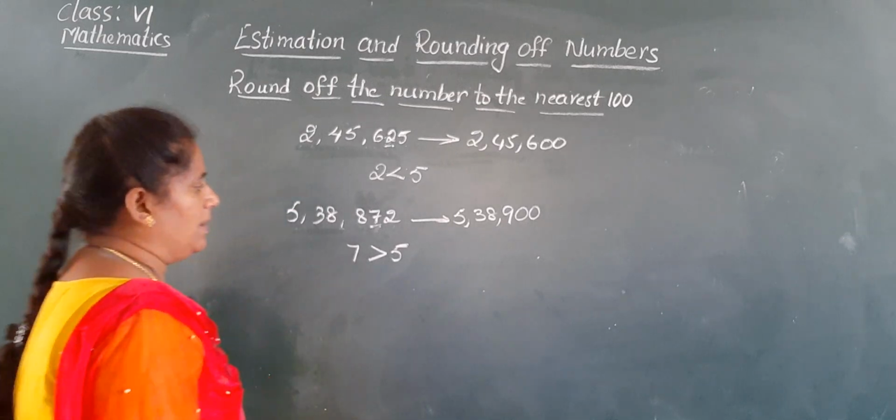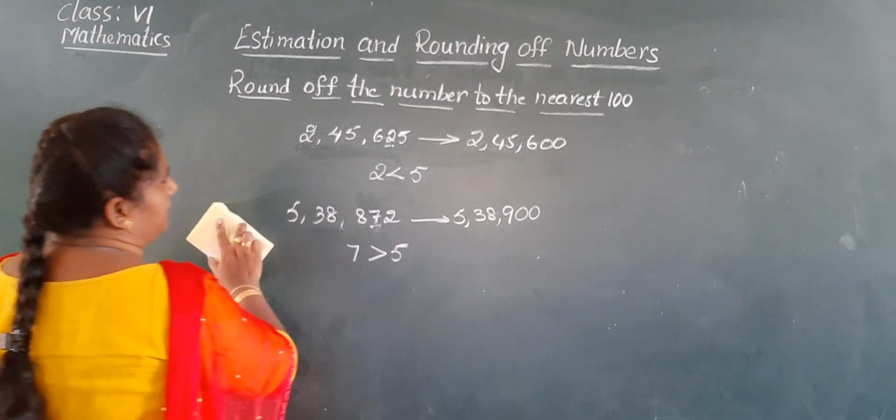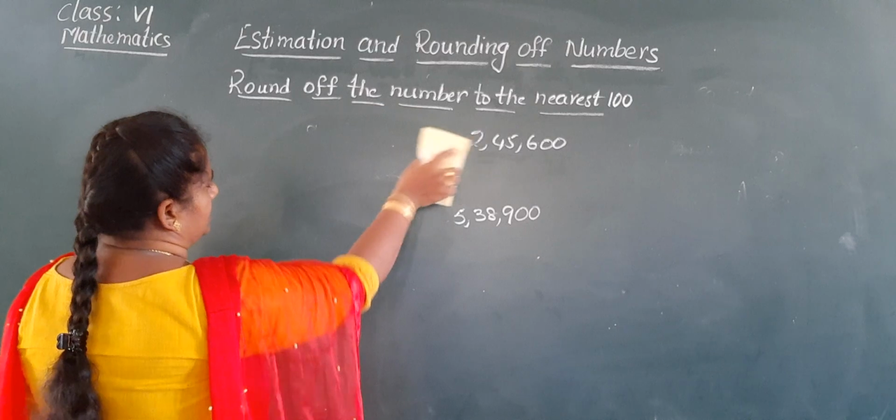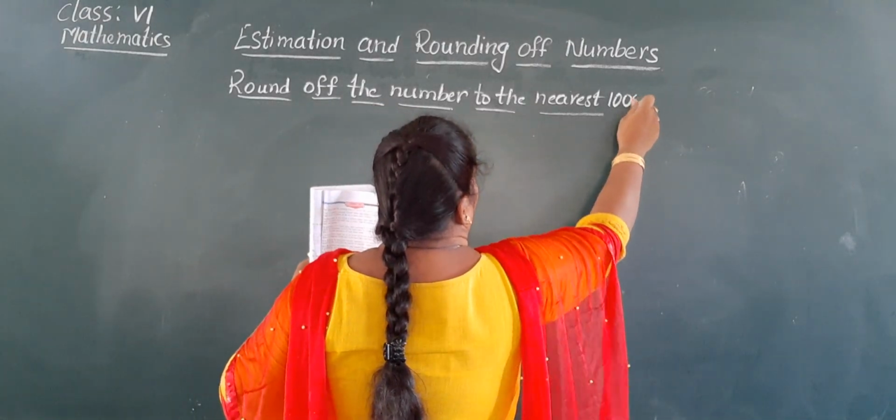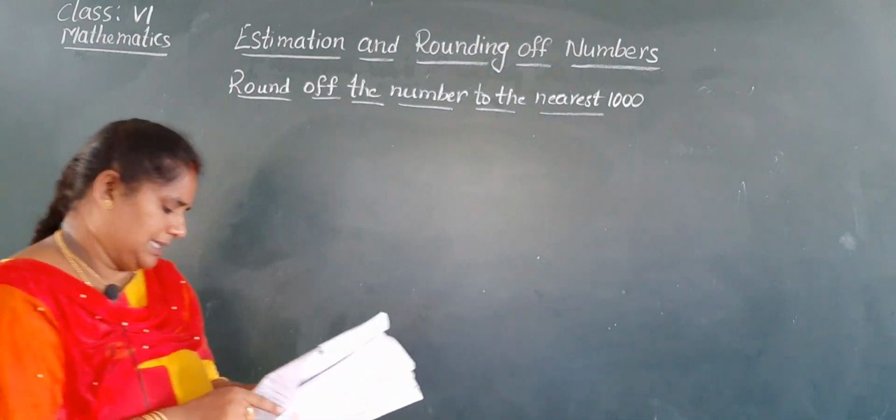Okay? Next one. Round off the number to the nearest 1000. Next one is nearest 1000.